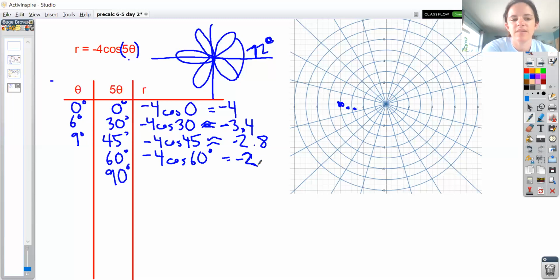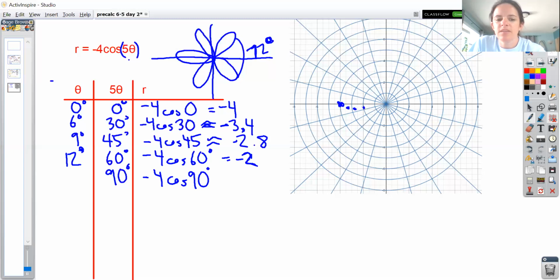And if 60 degrees is 5 theta, then theta would be 12 degrees. So at 12 degrees, I'm going to be at -2, which would be about right there. And then at 90, we know that the cosine of 90 is 0. And so -4 times the cosine of 90 degrees would be 0. And then I'm right here. And then the angle doesn't actually matter.